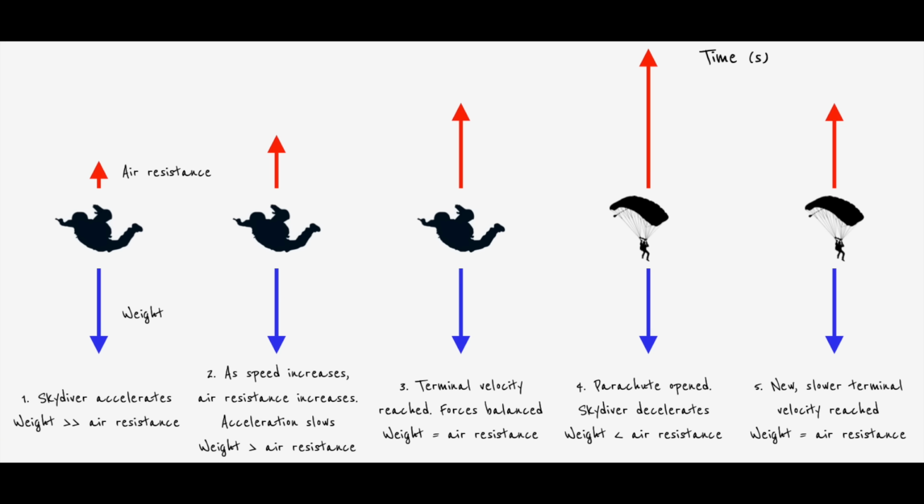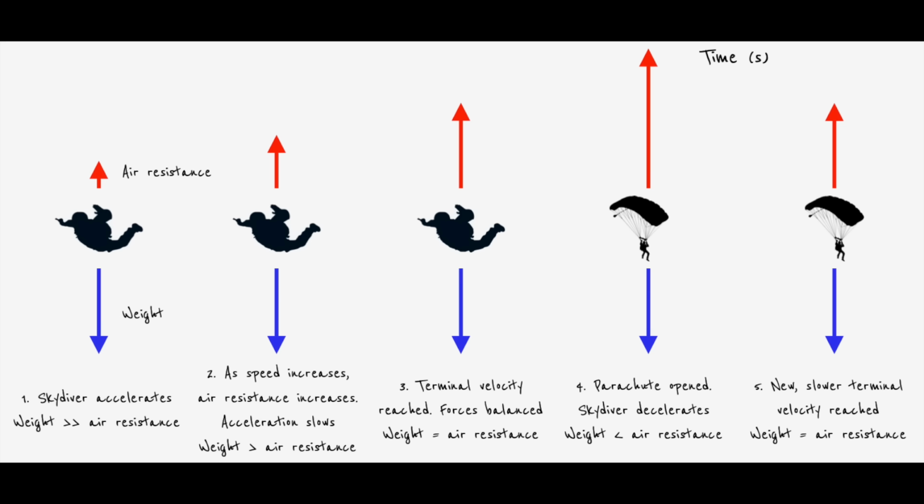Let's have a look at terminal velocity now. So what happens to a parachutist when they jump out of a plane? Let's think about the various forces which act on the person. So initially, the parachutist starts falling towards the Earth's surface, and that's because the weight is acting downwards, and they will accelerate towards the Earth's surface.